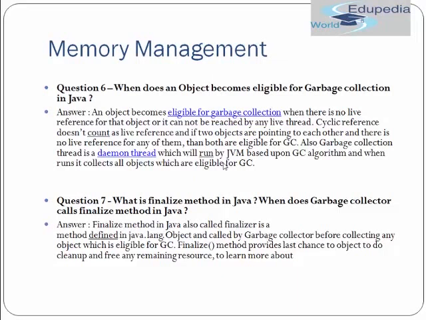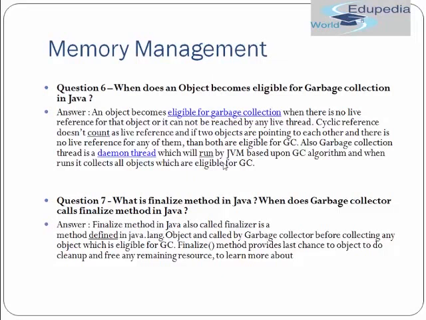Also, the garbage collection thread is a daemon thread which is run by the JVM based upon the GC algorithm. When it runs, it collects all the objects which are eligible for GC. So you see what it is saying: whenever there is an object which does not have any reference, it is open to be collected and will be eligible for garbage collection.